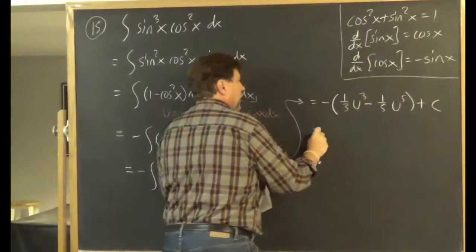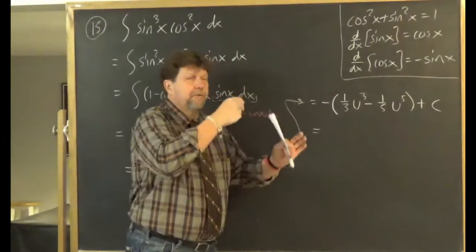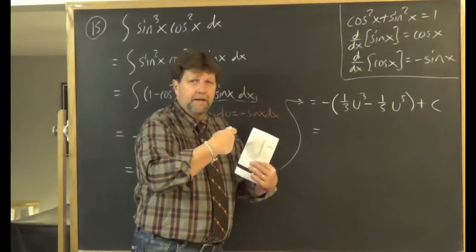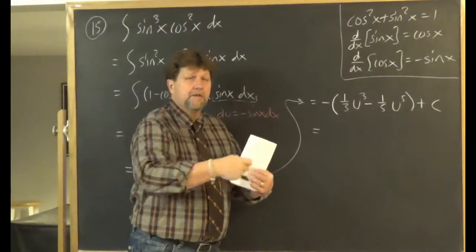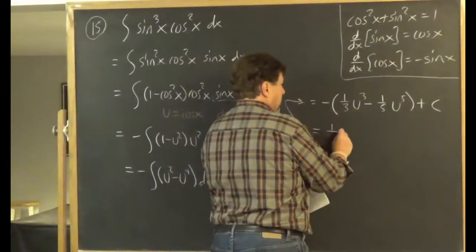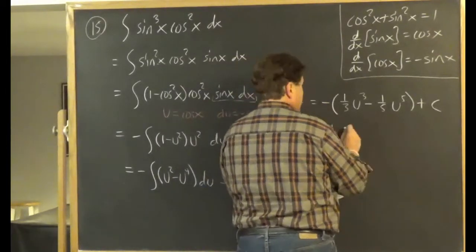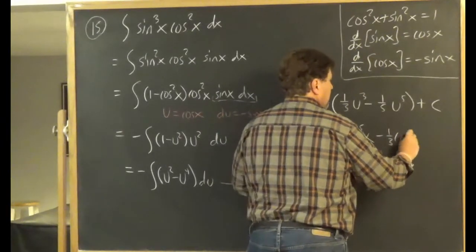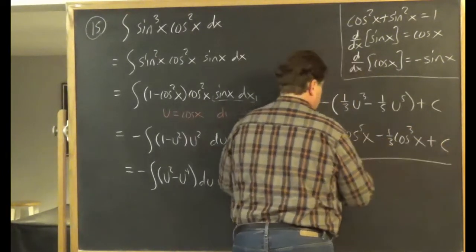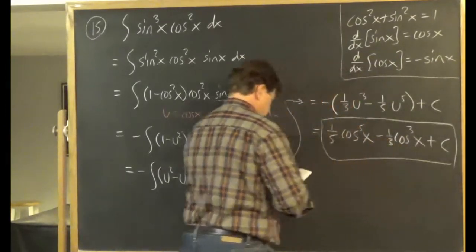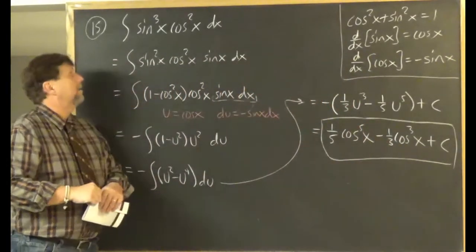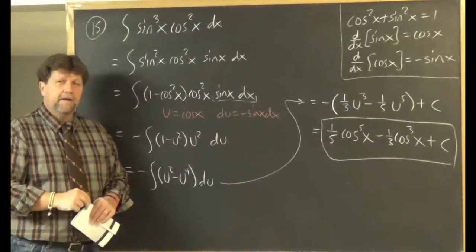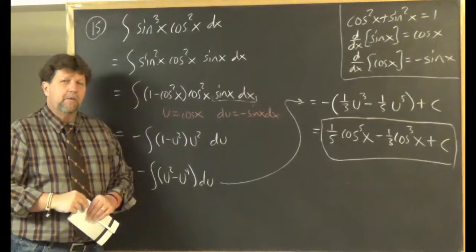And then I distribute the negative and resubstitute. I do that at the same time, and then I like to write them, as I've said already, largest exponent to smallest exponent. So I would get a 1/5 u, that's cosine x to the fifth, minus a 1/3 cosine cubed x, plus c. Folks, that's all there is to number 15. Hopefully you got it correct. Let's head back to the slides and see what is next.